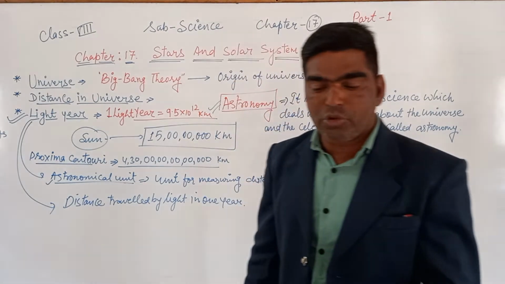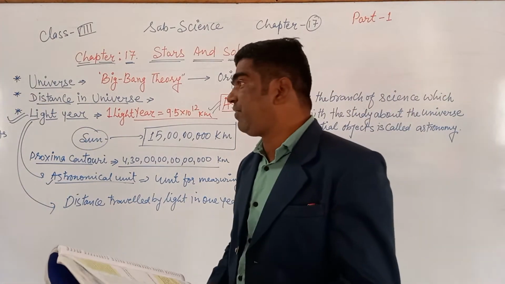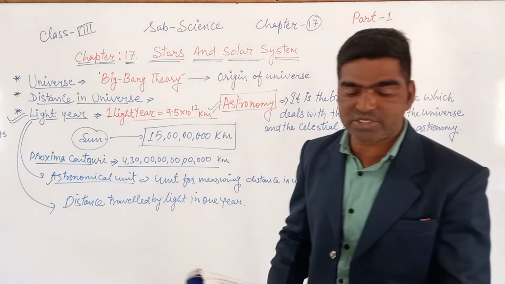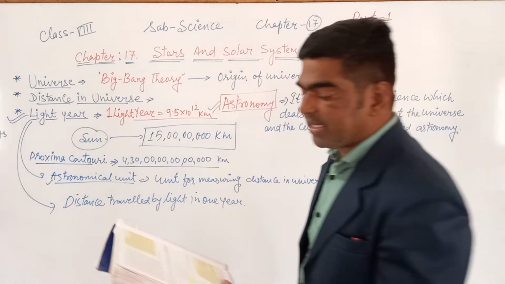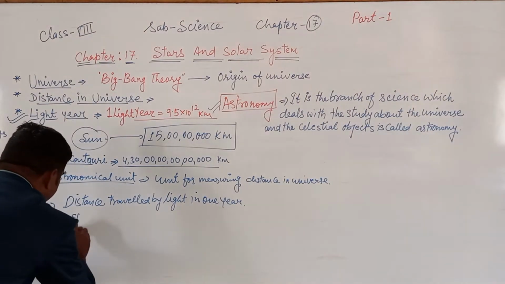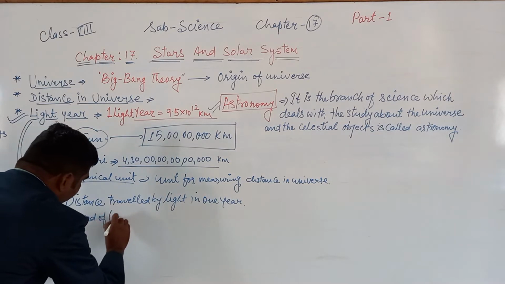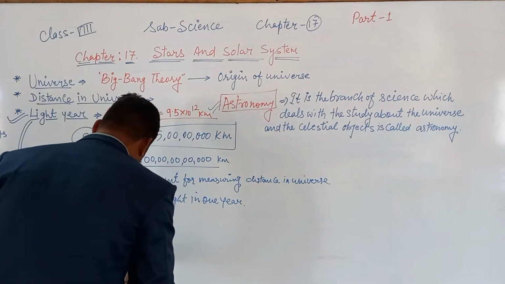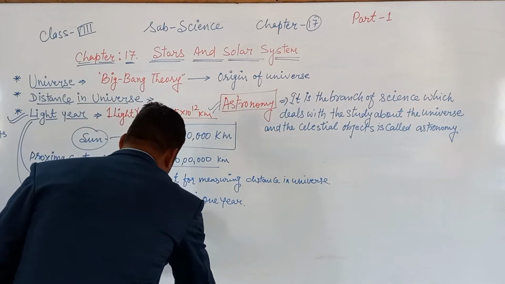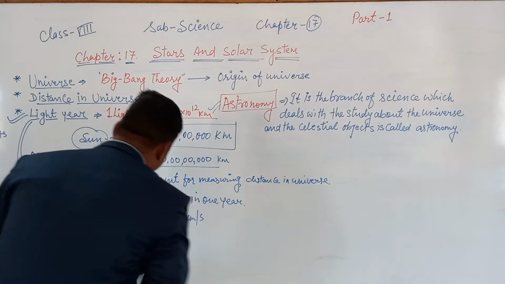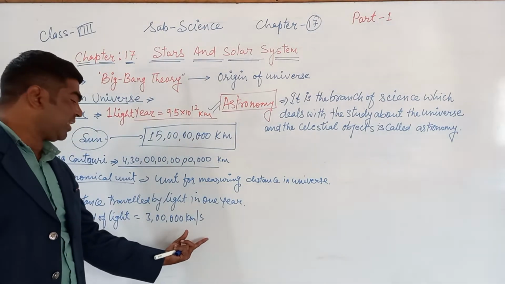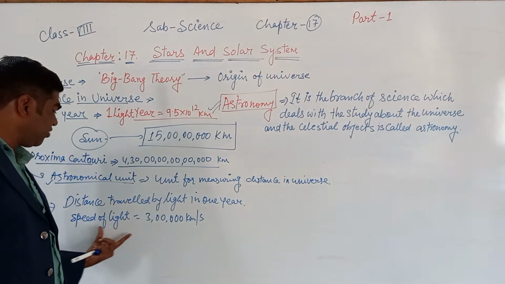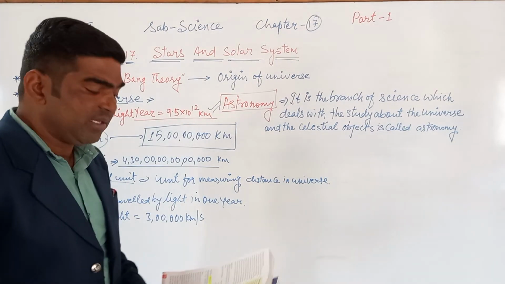So we know the speed of light, everybody is familiar with the speed of light. The speed of light is what? 3 lakh kilometer per second. Means the speed of light in 1 second is how much? In 1 second, 3 lakh kilometers. Means the speed of light is what? 3 lakh kilometer per second.